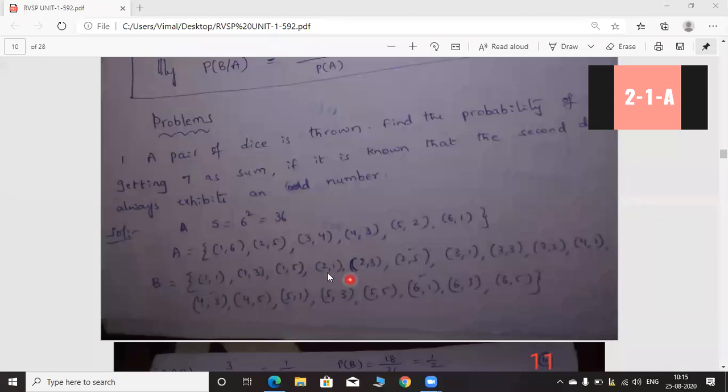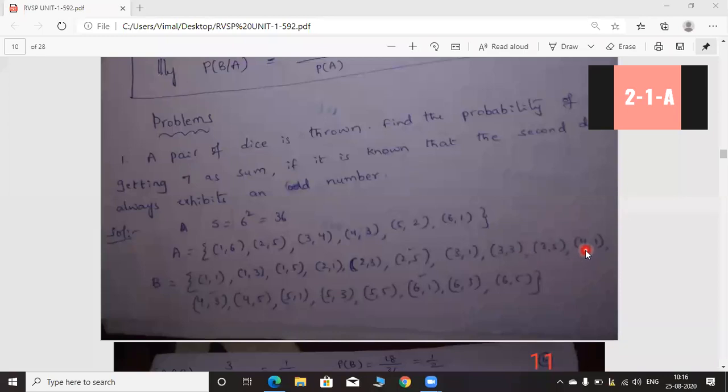Similarly, on the first die, you may get 2. On the second die, you may get 1, 3, 5 odd number. So those three combinations are also mentioned here: 2 comma 1, 2 comma 3, 2 comma 5. Next, again the three remaining combinations: 3 comma 1, 3 comma 3, 3 comma 5. On the first die, we may get 3, but on the second die, we must get an odd number. Odd number means 1, 3, 5. So those three combinations are also mentioned here.